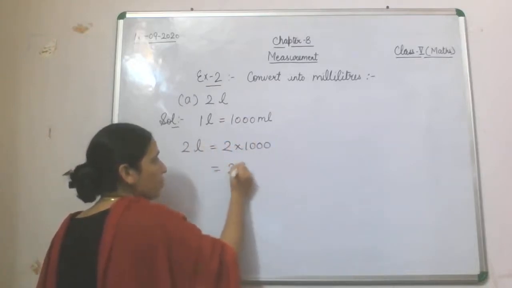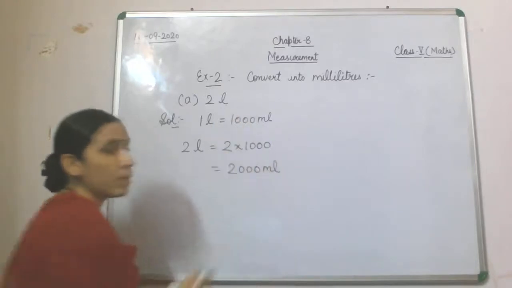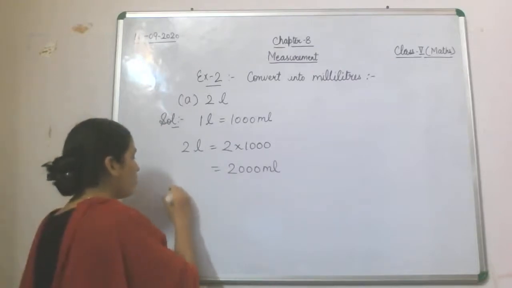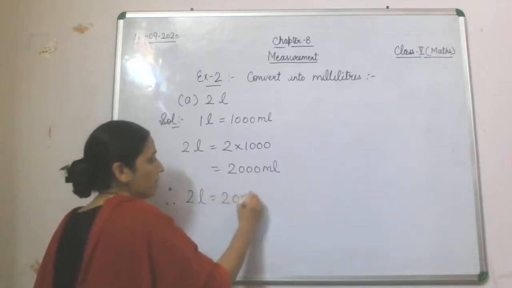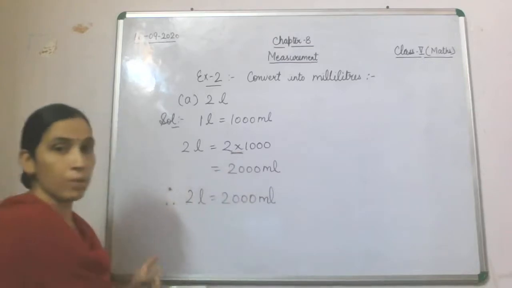Now here you have to remember that I have told you, whenever you have to convert a bigger unit into smaller unit, what you will do? You will do multiplication. Fine. So what we have done here? We have done multiplication over there.